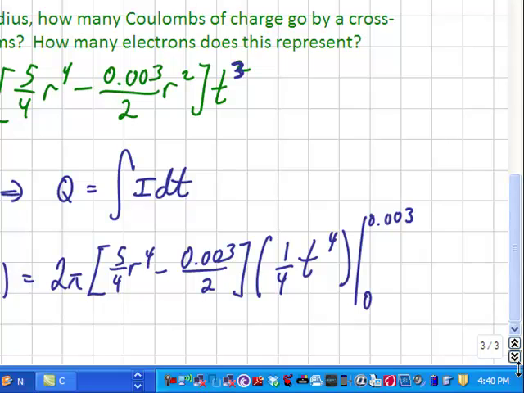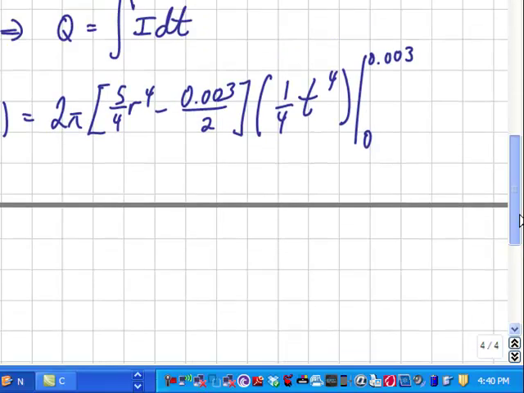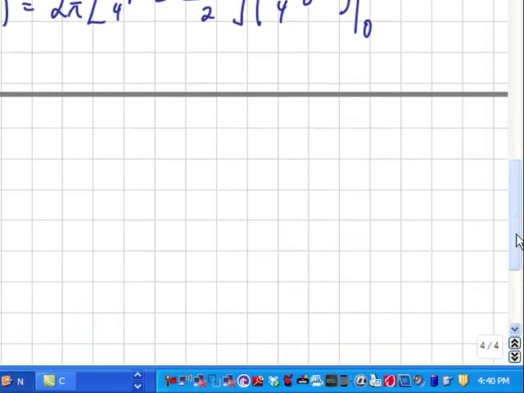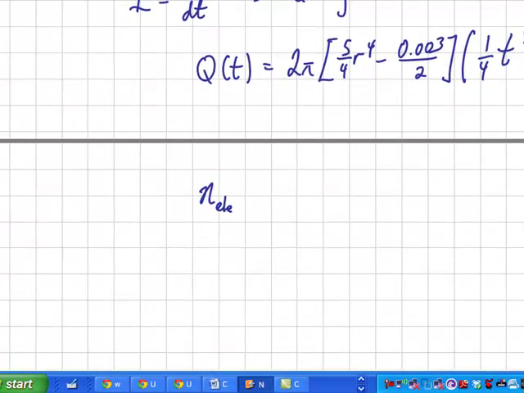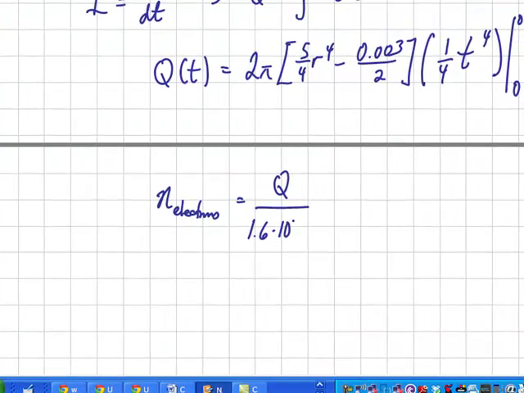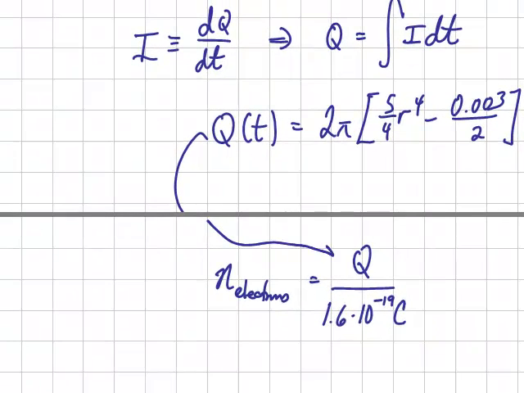At this point, you can just plug and chug numbers in. I'll let you do that part at home. And of course, to find the number of electrons, we take our charge and divide it by the charge on a single electron, which is 10 to the minus 19 coulombs. The Q would be this right there.